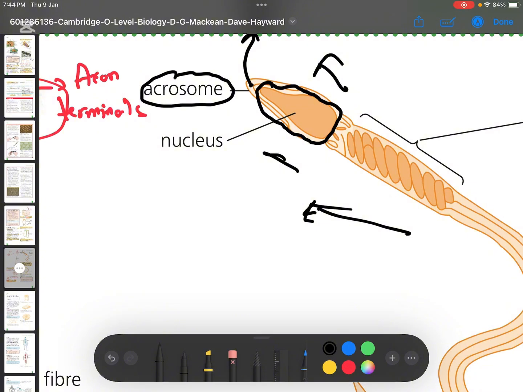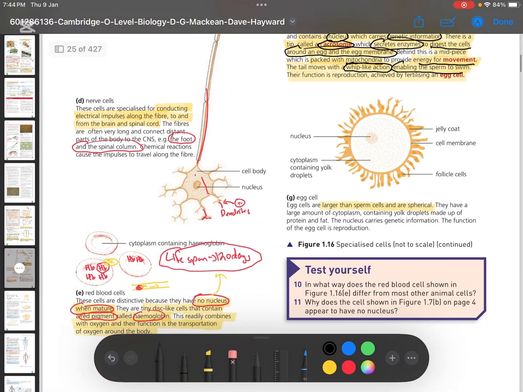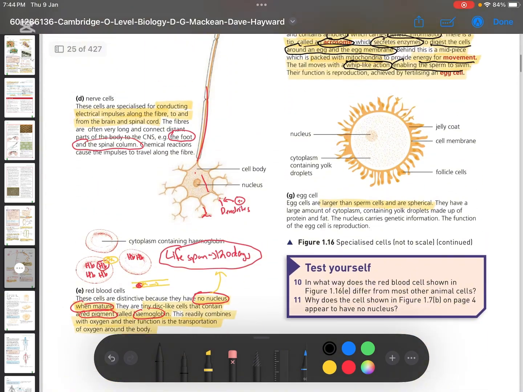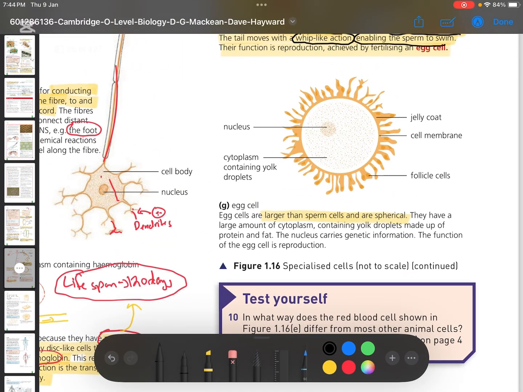And once the father and mother gamete fertilize, meaning they fuse with one another, they form the new generation, which is called the zygote. Perfect, easy, nothing is difficult, right? And here lastly is the egg cell that we have been talking about, which is far larger than the sperm cell and is spherical, right? They have a large amount of cytoplasm. Here's the cytoplasm, as you can see, containing yolk droplets made up of proteins and fats.